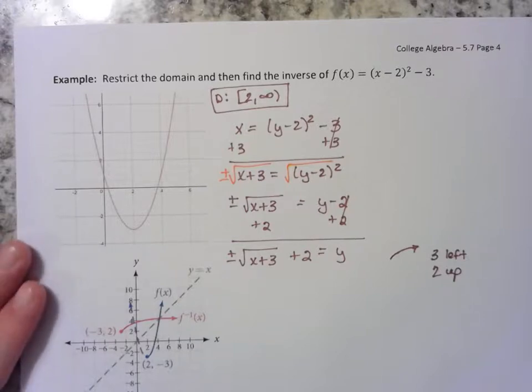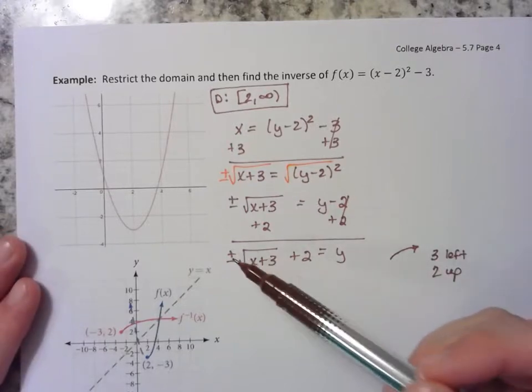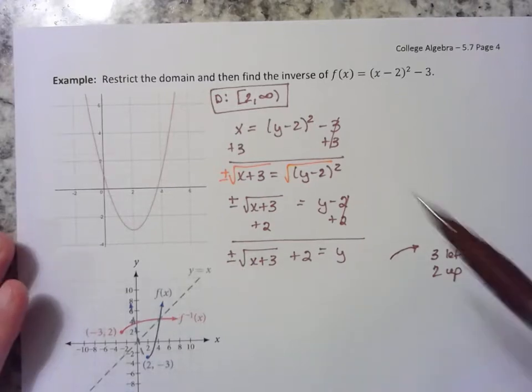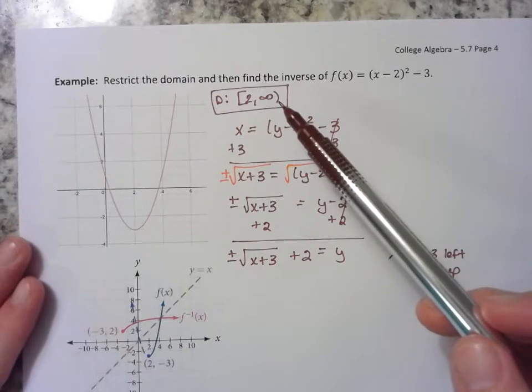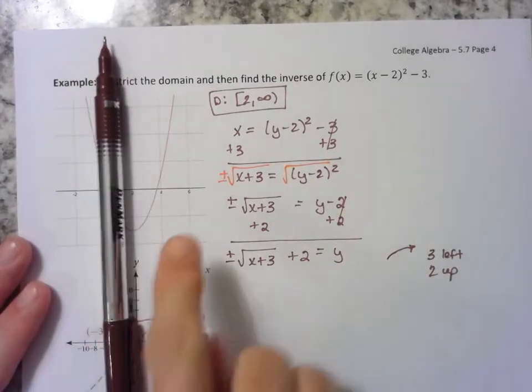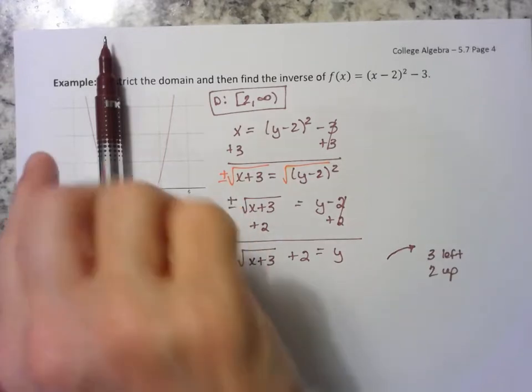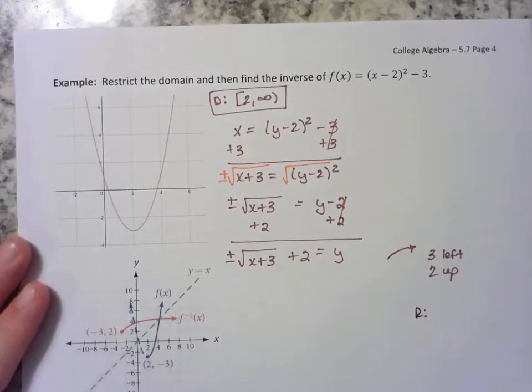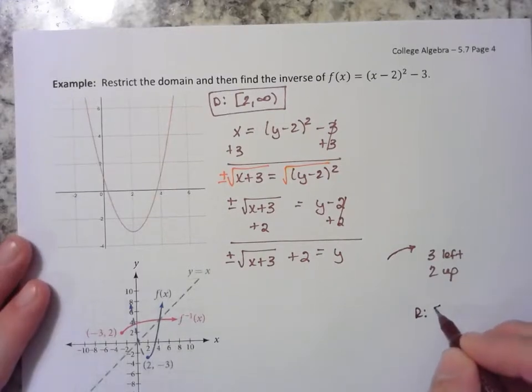So how do we work this out then? How do we know if we want the positive side or the negative side? Go back to the domain that you defined. If this is your domain, 2 to infinity, that becomes the range of your inverse. So your range is going to be 2 to infinity.